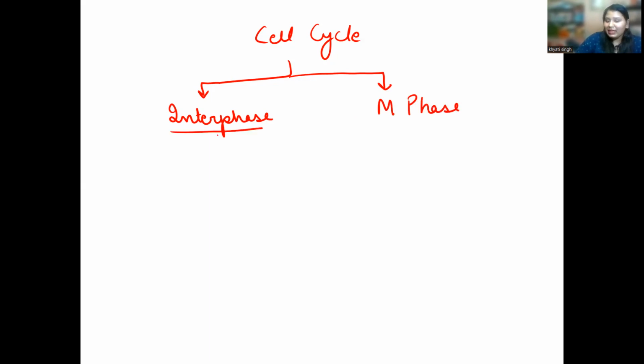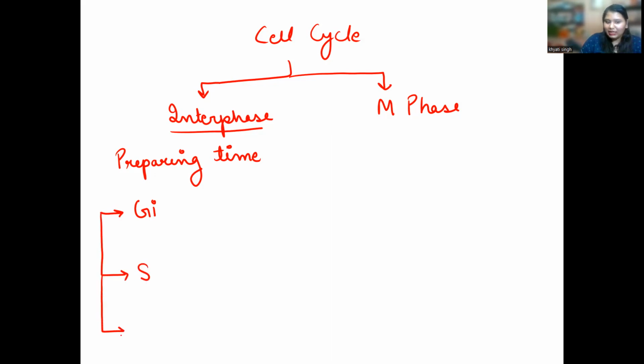During interphase, the cell is going to prepare itself. Okay, what is interphase? It's a preparing time. And this cell is preparing itself to divide. So in interphase, three phases are there. First is G1, second is S phase, and the last one is G2 phase. What happens in interphase? That the cell is preparing.